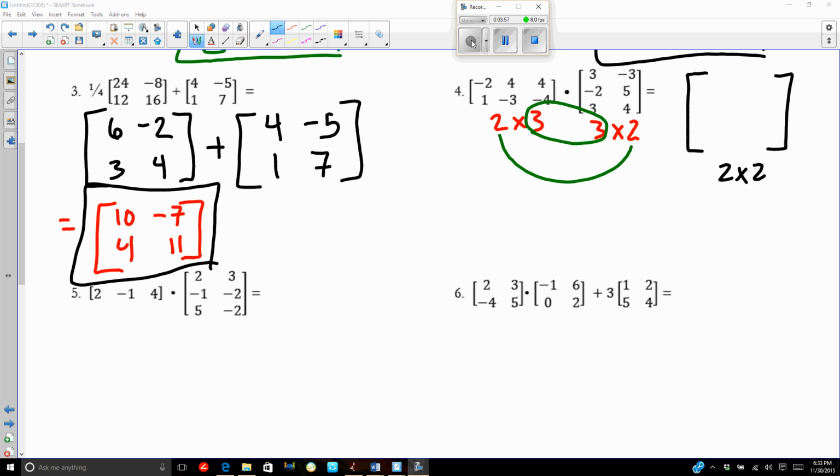So number 4, I'm going to go ahead and write my solution matrix. It's a 2 by 2 matrix, so I just need 1, 2, 3, 4 numbers, and I'll have my answer there. So to come up with those 4 numbers, we're multiplying rows times columns. So I'm going to multiply this first row. Since we're multiplying from left to right, I'm going to multiply that first row by all the numbers in the first column. So -2 gets multiplied by 3. And I'm going to add to it 4 times -2. I'm going to add to that 4 times 3.